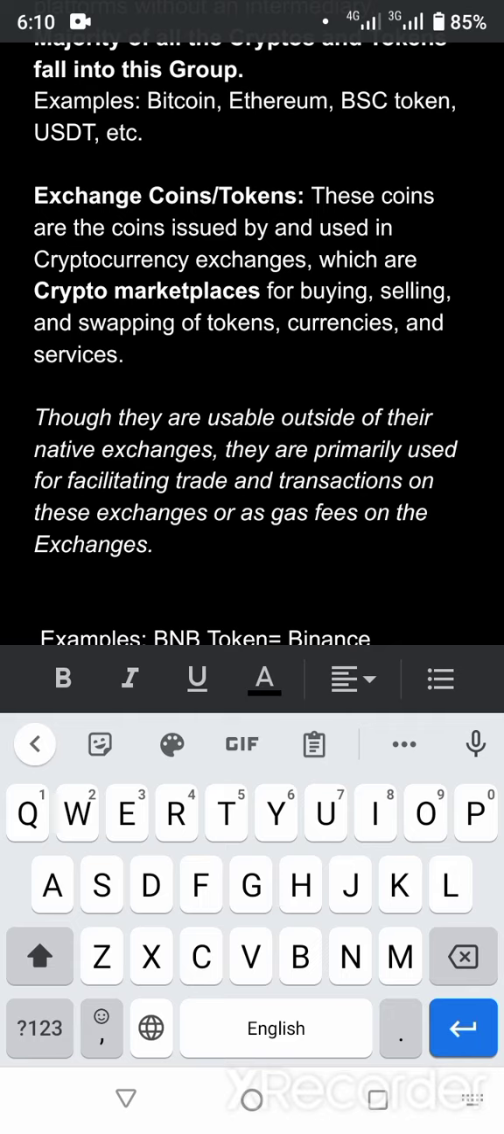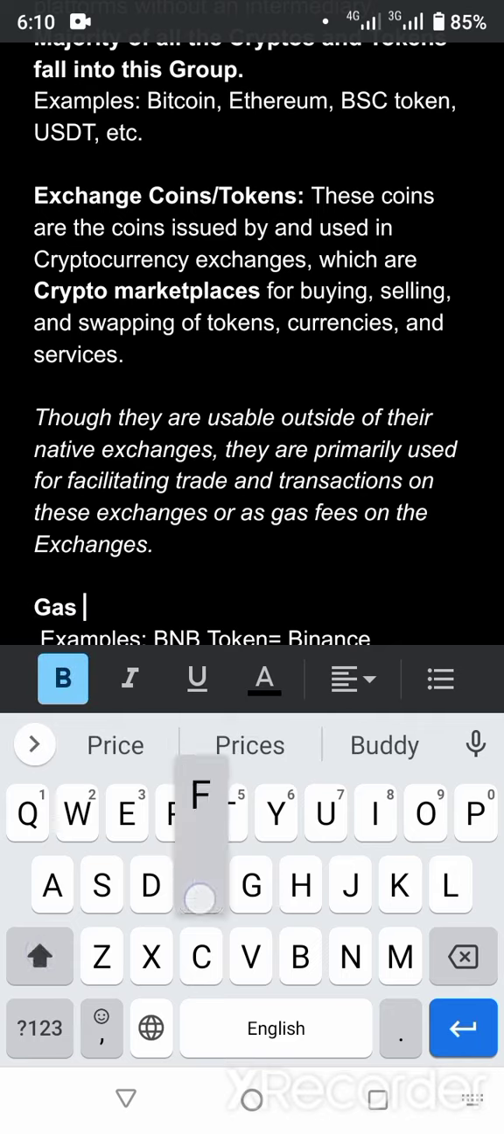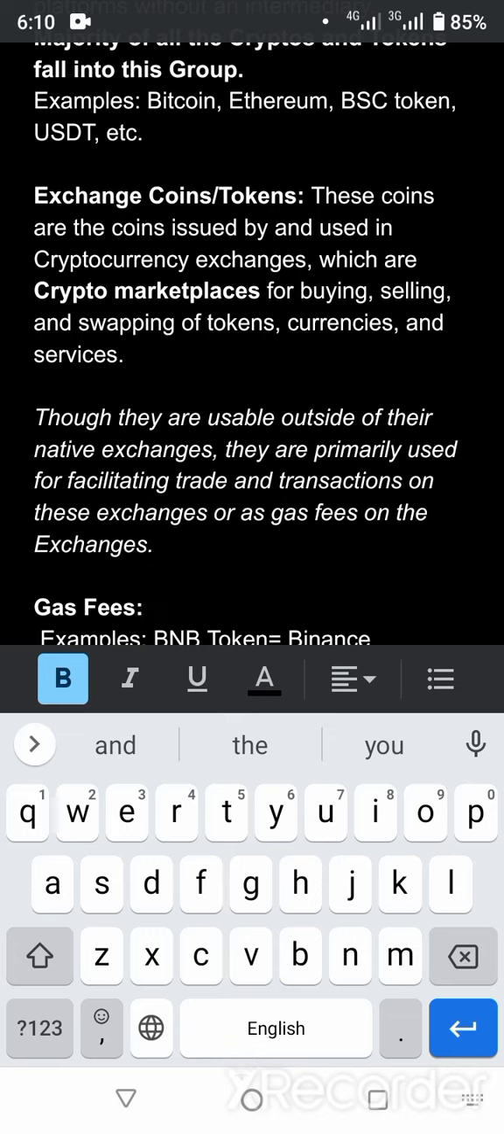Gas fees, they are like your charges. They are the charges which the exchanges collect for you using their platform to transact. Now, don't get it wrong. Nobody is in business for charity. Gas fees are the payments you make for making use of platforms. That's just basically the idea behind it.